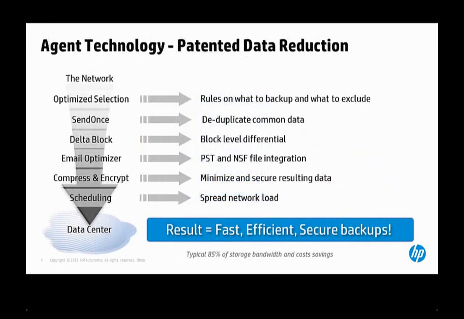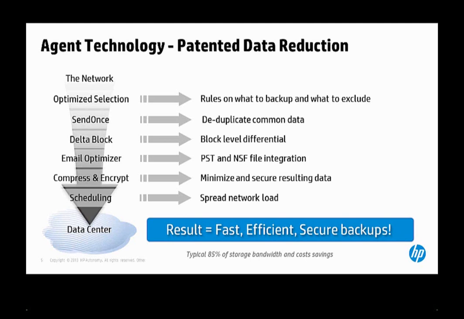This slide has a lot of repetition from points I've already talked about, but it does introduce a couple of new ideas. The first is at the top there, called optimized selection. With Connected, there is a rule set, and the rule set defines what data should not be backed up, and also, with include rules, what data must be backed up. And each rule set actually has two parts. It has a locked part and an unlocked part. The locked part is set up by the administrators and can't be overridden by end users.